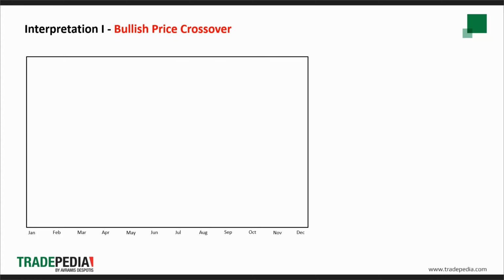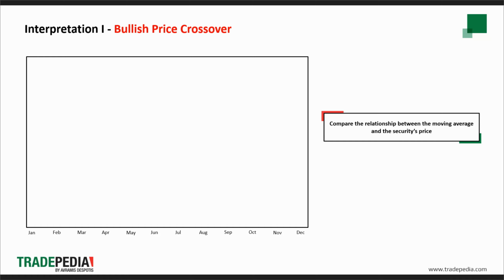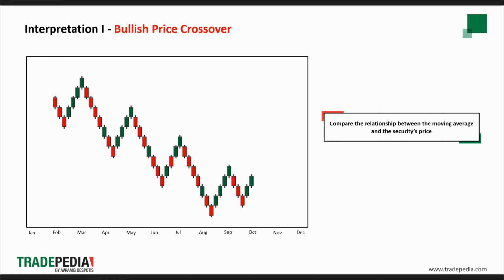All right, let's see how we can interpret moving averages. In the first interpretation, the simplest and most popular method of interpreting a moving average is to compare the relationship between the moving average and your price. That's the simple one. You can just compare the relationship between the moving average and the security's price. So for example, a bullish price crossover. How is that seen?